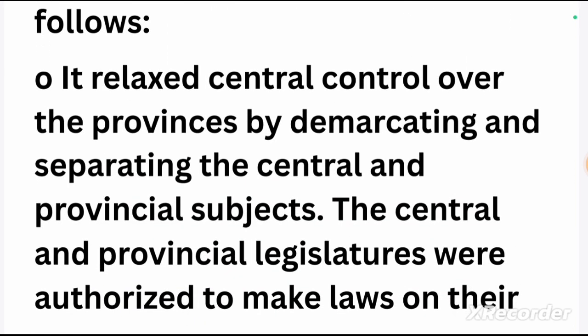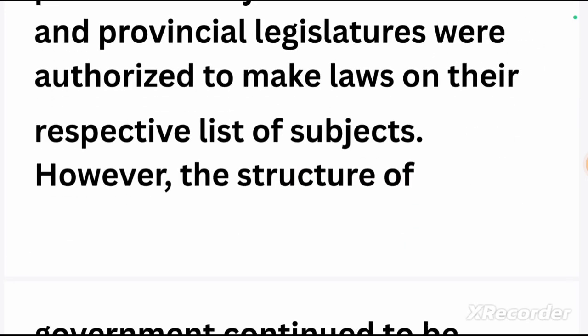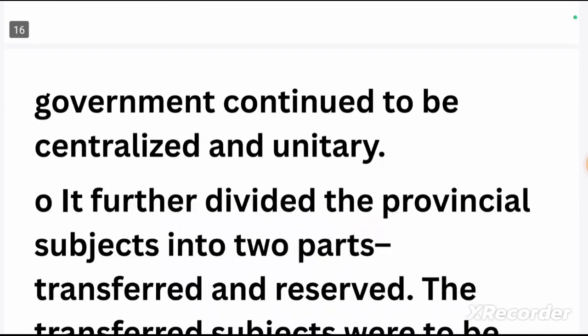It relaxed the central control over the provinces by demarcating and separating the central and the provincial subjects. The central and provincial legislatures were authorized to make laws on their respective lists of subjects. However, the structure of government continued to be centralized and unitary.